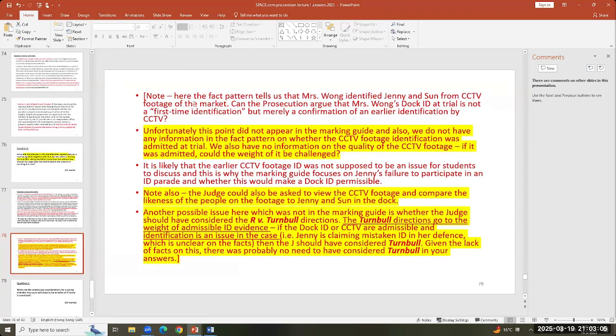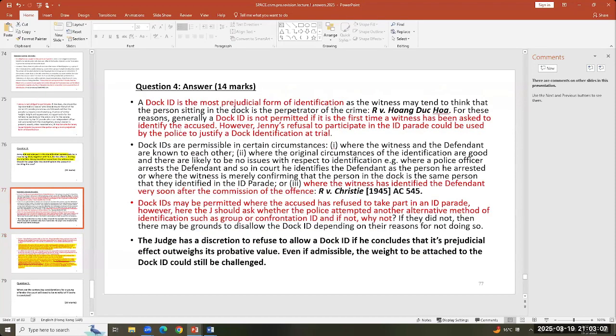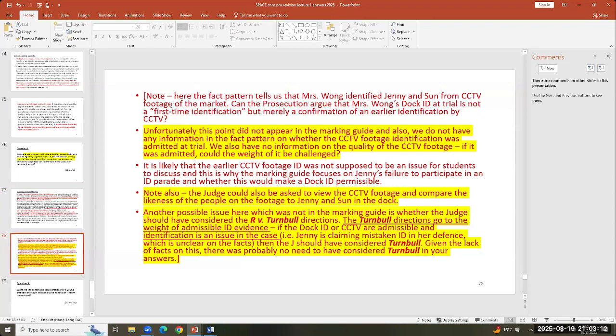Here I've just set out the law on this slide. Here are some things for us to take into account. The fact pattern tells us that Mrs. Wong identified Jenny and Sun from CCTV footage. So does that mean that the dock ID is not a first-time identification, merely a confirmation of an earlier identification?